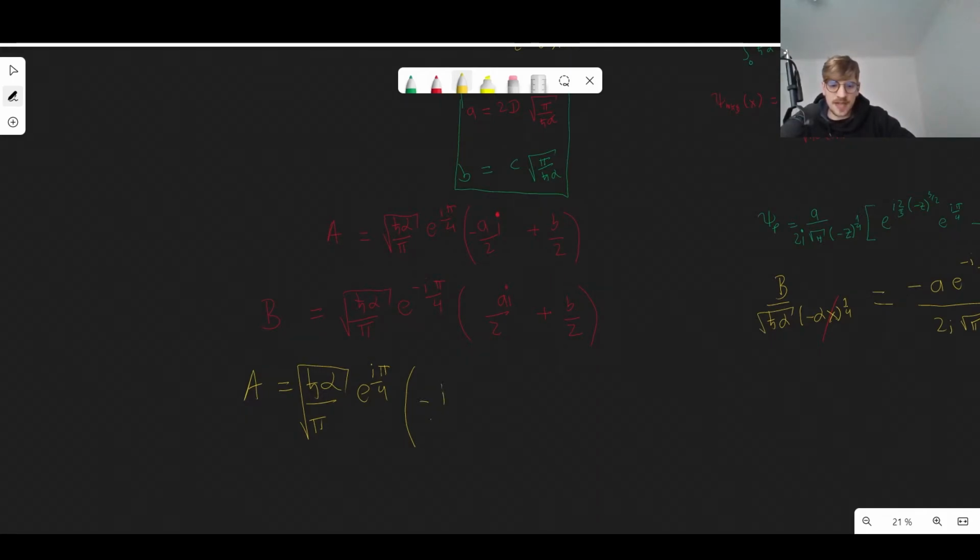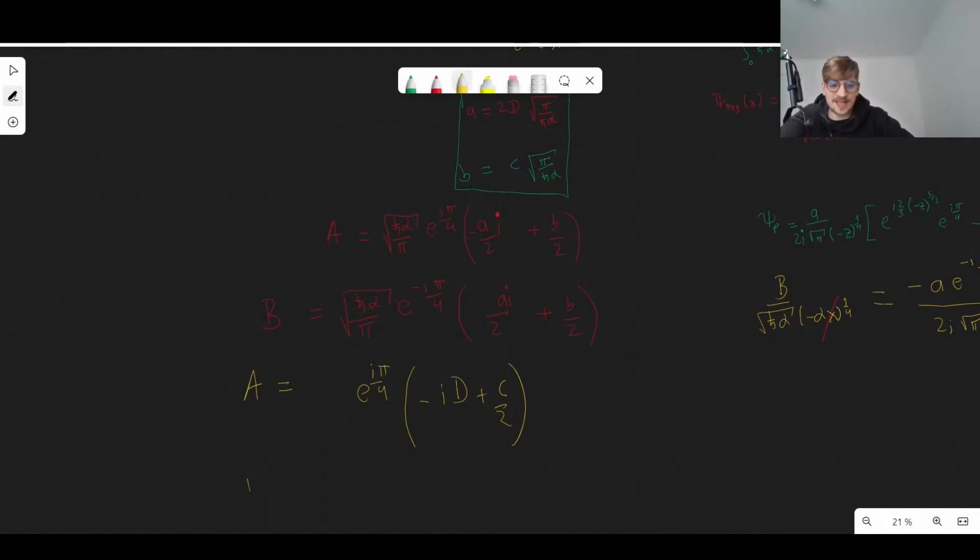Now let's plug in a. So we have minus i over 2 times a, which as we can see right here is 2 times big D square root of pi, h bar alpha. Then we have plus b over 2, so we get c over 2 square root of pi over h bar alpha. Now multiplying through all of these square roots, they just cancel each other out. And this 2 cancels, they cancel out. So we end up with this. So minus i times d, I'm just going to write it a little bit closer together, plus c over 2. So that is what we are left with for A.